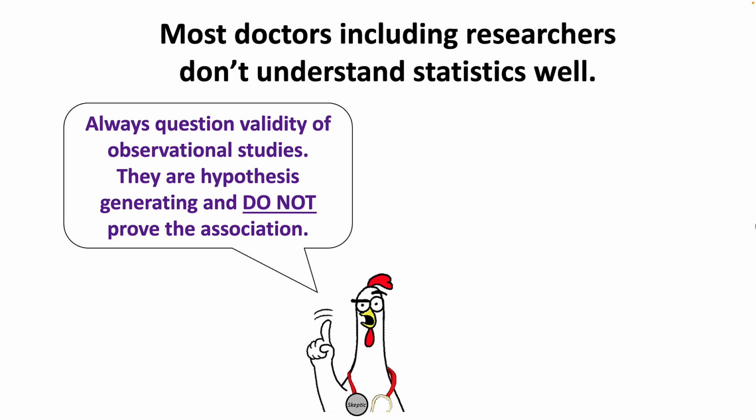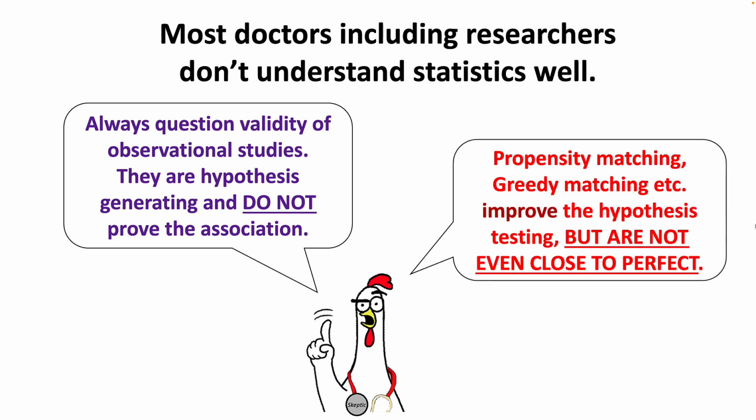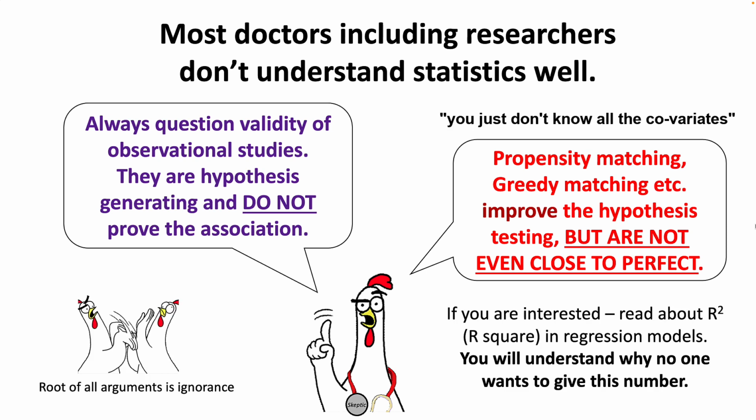Whenever you see an observational study, always question its validity. These are hypothesis generating and do not prove the association. Researchers will do propensity matching, greedy matching, etc. to improve the hypothesis testing, but these are not even close to perfect. If you want to read more about modeling, read about R-square in regression models, and this should help you understand the limitations of these tests.